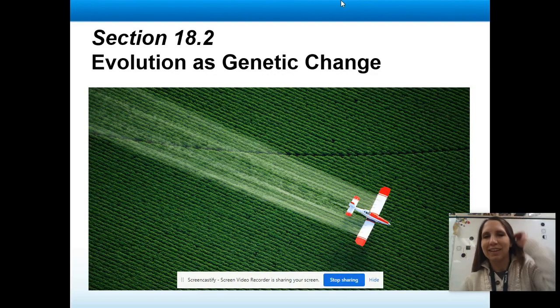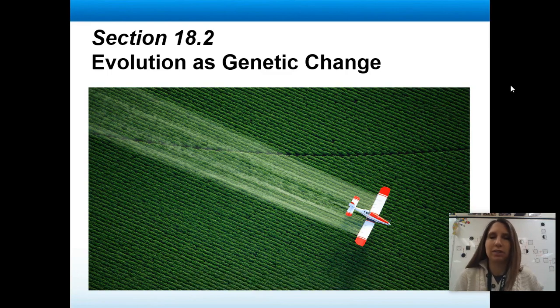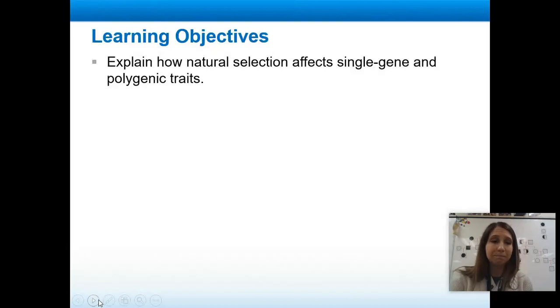Hey everybody, we are looking at section 18.2 today, which is going to build upon what we talked about in the last screencast and looking at evolution in a population over a period of time. So again, we're not focused on these big picture items, but smaller groups. How do they evolve over time? And what does that mean in terms of how their genes and chromosomes may be changing as part of that, okay? So go ahead and get the title, section 18.2, Evolution as Genetic Change.